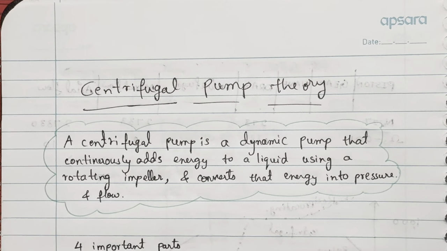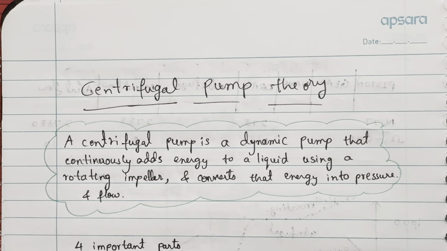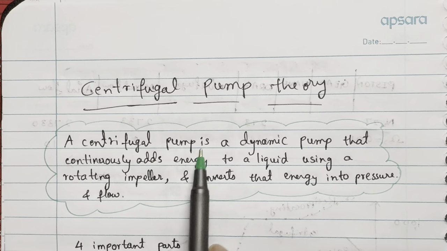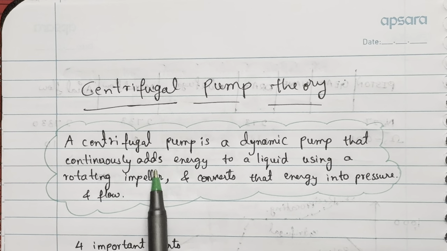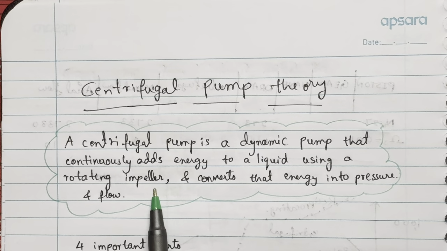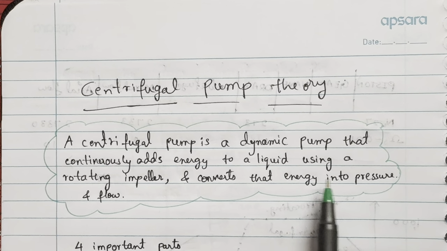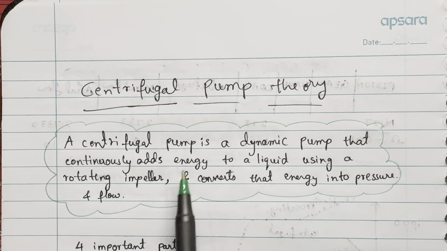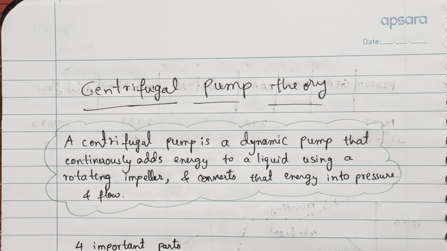Centrifugal pump theory. In this video, we will learn about the basics of centrifugal pump. The definition of centrifugal pump: a centrifugal pump is a dynamic pump that continuously adds energy to the liquid using a rotating impeller and converts that energy into pressure and flow. Okay, this is the definition. I will explain it in a visual way so that you can understand it.